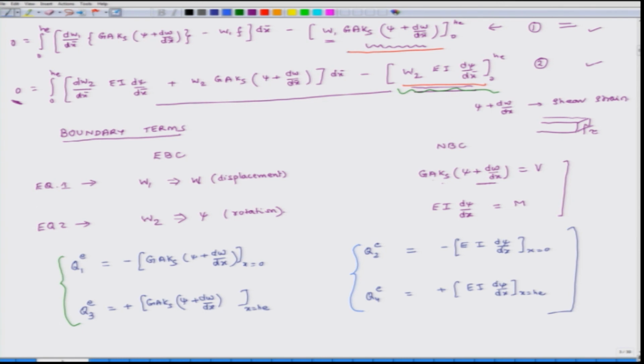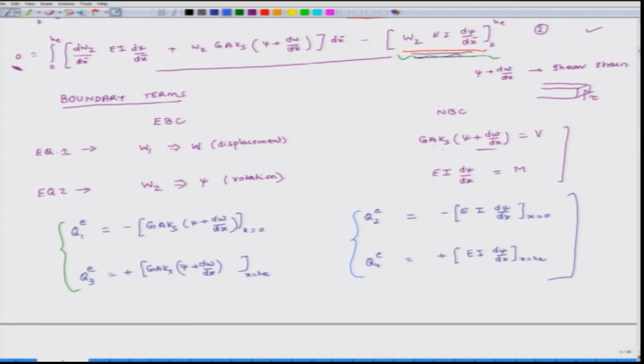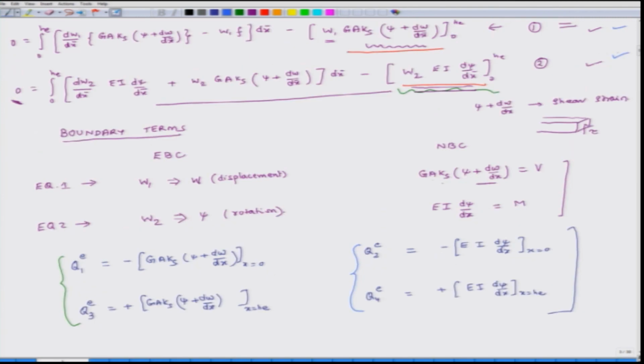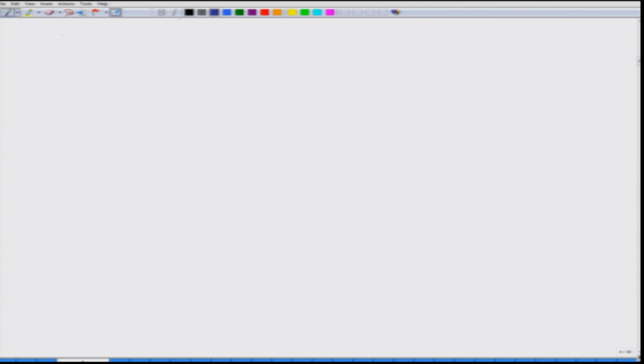So, with all this information, now what we will do as a next step is once again rewrite equations 1 and 2 in terms of Qs also. So, we will replace these boundary terms by Qs. So, that is what we get. So, what we are doing is the updated weak form.